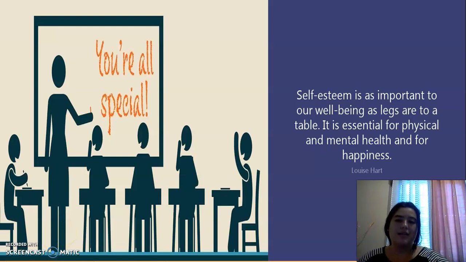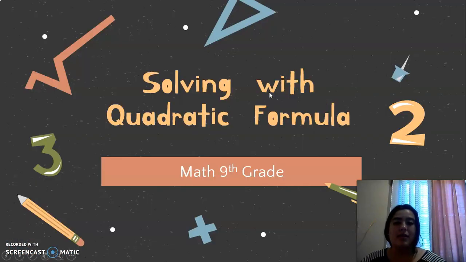This is math class, and first I'm going to talk about the value for July, that is self-esteem. Self-esteem is as important to our well-being as legs are to a table, and it's essential for physical and mental health and for happiness. Remember that you are so special and you have to build your positive self-esteem. Remember to practice these values in your life.